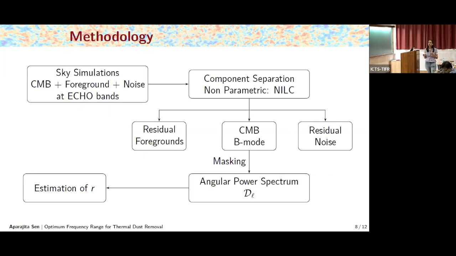Now this is the methodology. What we do is first we simulate the sky, which consists of the CMB, foreground and the noise at each frequency band. Then we use a non-parametric component separation method, NILC. Now in the literature, there are many frequency component separation methods. Some are parametric, which take assumptions about the foreground models, some are non-parametric, and some are something in between. From the component separation method, we can extract the CMB signal. And since we already know the sky simulations, one of the advantages of using NILC is that we can also accurately determine the residual foreground and noise in this CMB map. After this, we mask away the galactic region and we get the angular power spectrum, and from this, we estimate the R.